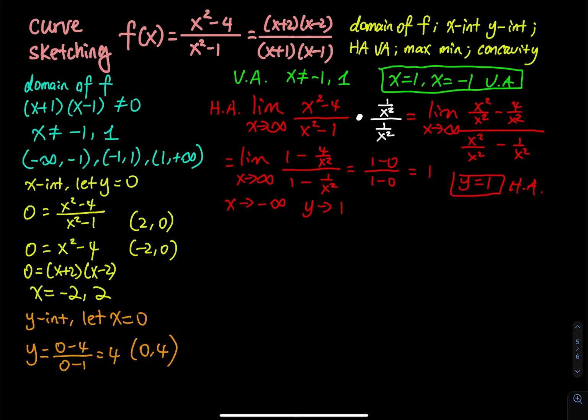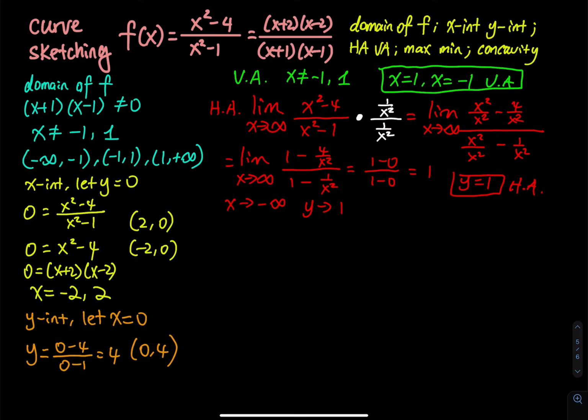So HA and VA, they are done. And then the next step, we will have to move on to the maximum and minimum. For the maximum and minimum, we will be analyzing slope. For slope, you have to find the first derivative. This is a rational function. Of course, the derivative requires using the quotient rule.